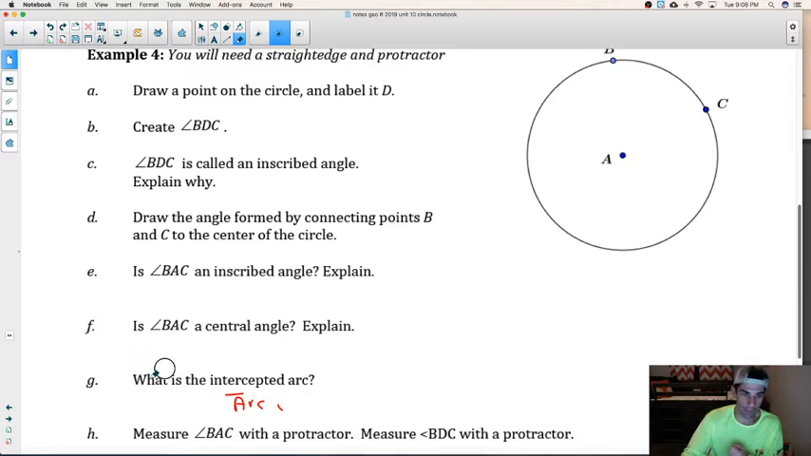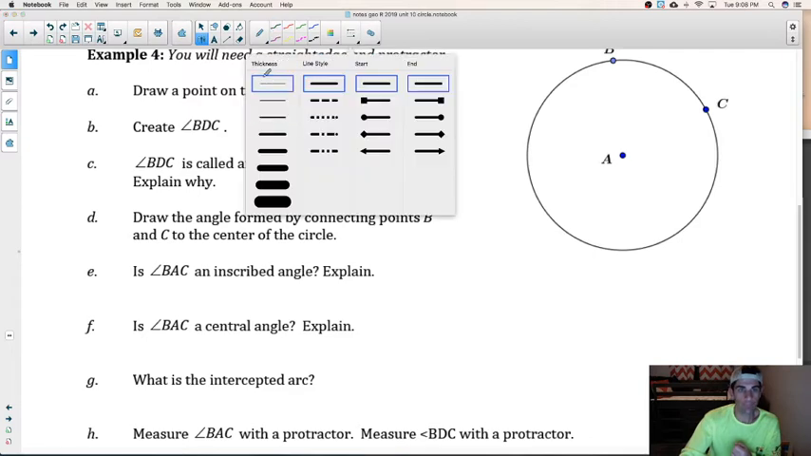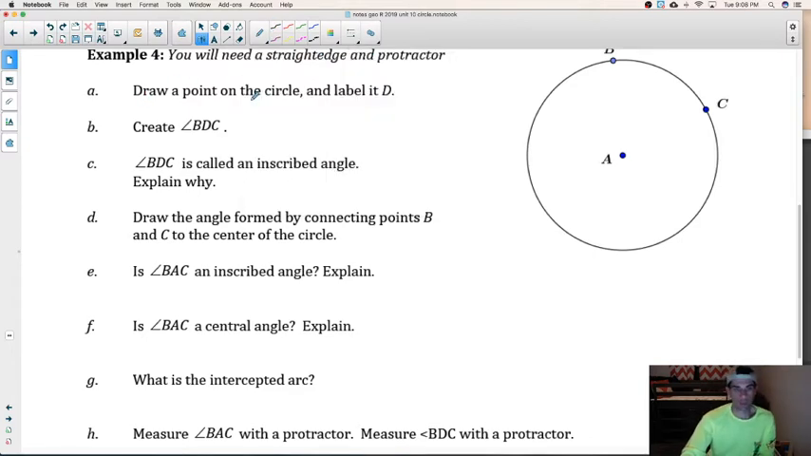There, never existed. All right, let's do it now together. So draw a point on the circle and label it D. That point can really be anywhere it wants. Okay, so try it on your own. Put D somewhere other than the spot that I'm going to put it. It's going to give you the same answer in the end. All right, I'm going to put it right there.